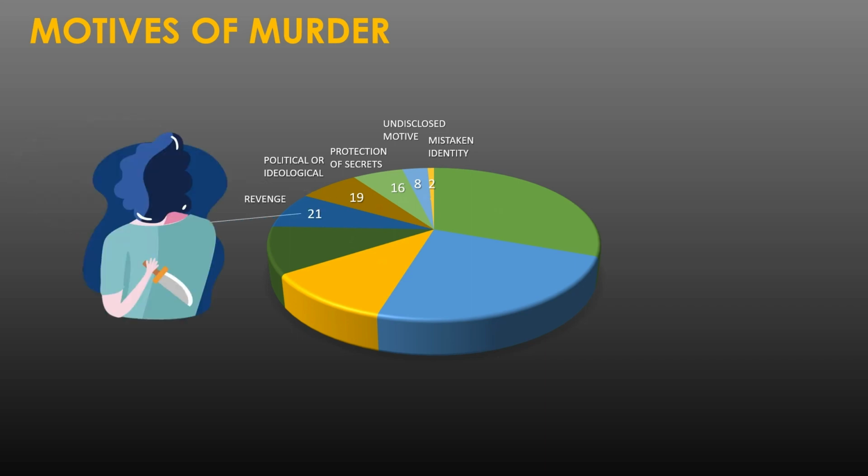Revenge. Revenge is another frequently seen motive. Characters seek retribution for perceived wrongs or past grievances, leading them to commit murder as a means of settling scores or seeking justice in their own eyes.